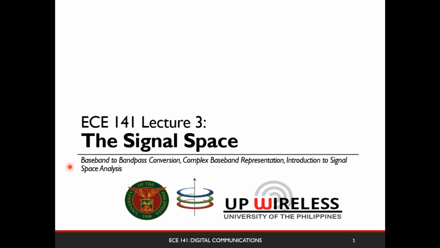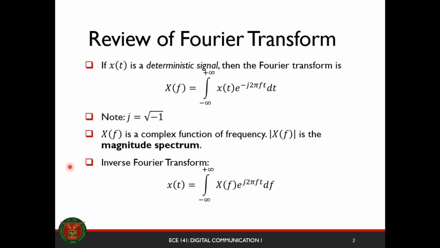So before that, let's review the Fourier transform. If x of t is a deterministic signal, so it's not random, so we know how it flows or we know the pattern, then its Fourier transform is defined by the integral equation right here. You've already seen this a lot of times, EEE 107, EEE 35, you get the point. Just note here that j is your imaginary number. So X of f is now a complex function of frequency. This is your Fourier spectrum, the magnitude of which is called the magnitude spectrum. The phase is the phase spectrum, and I know you know that.